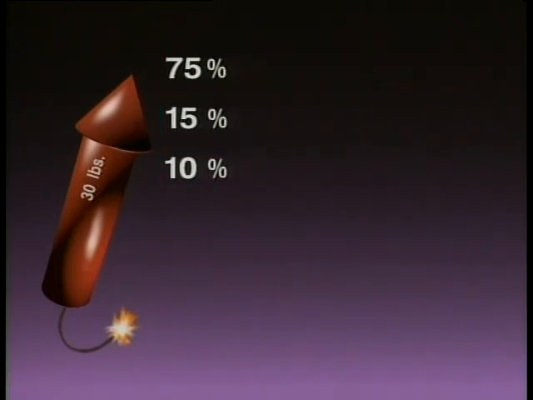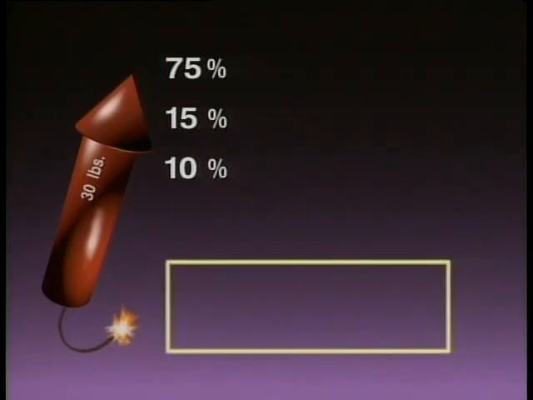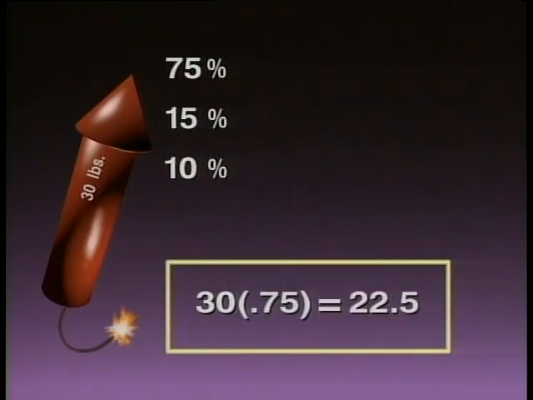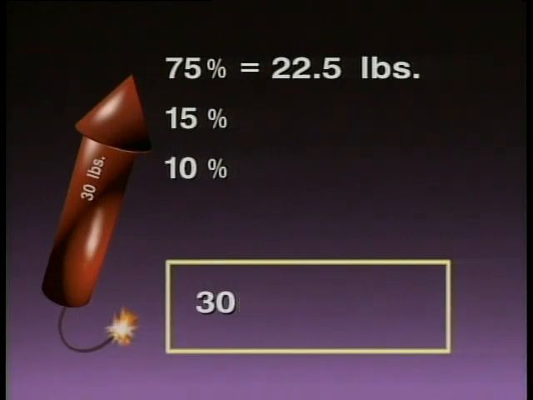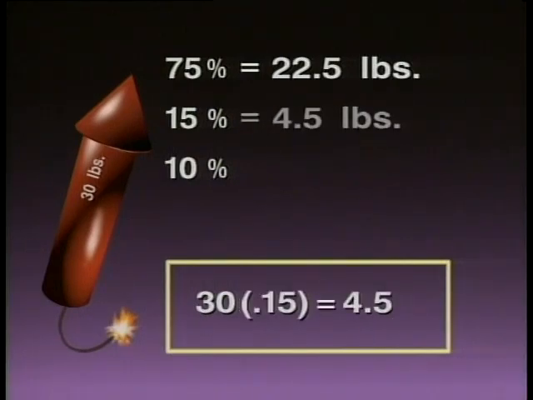So, knowing that, we can figure out how much of each ingredient is present in the existing shell by weight. For instance, let's find out how much saltpeter is in the 30-pound shell. Since we know that 75% of the shell's weight is saltpeter, we can just multiply the total weight, 30 pounds, by 0.75 to get the weight of saltpeter in the shell. It's 22.5 pounds. Doing the same kind of calculations for the other two ingredients gives us the following weights.